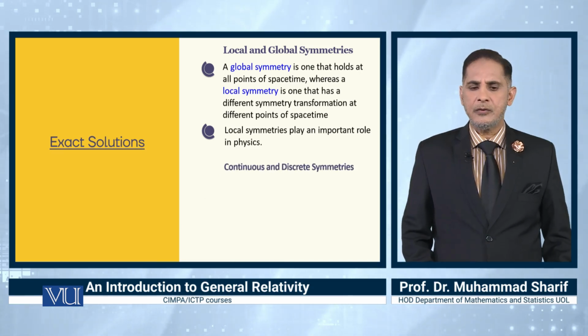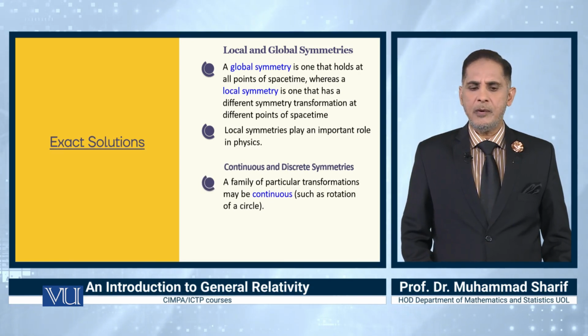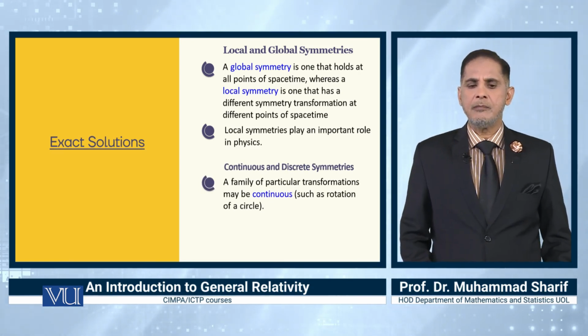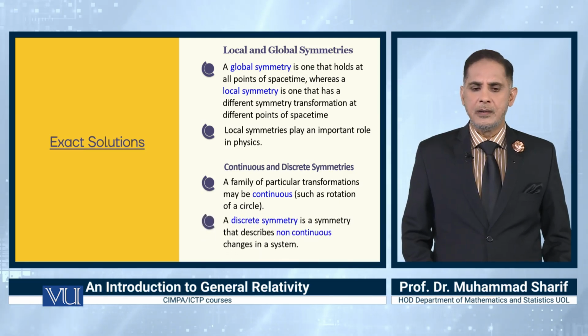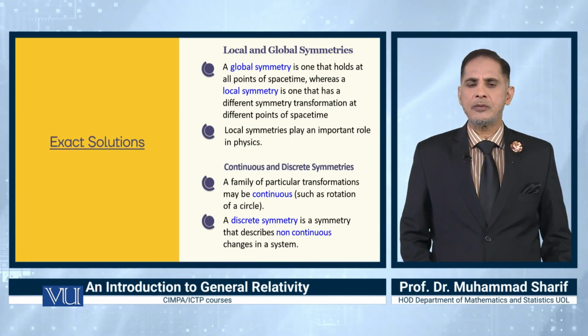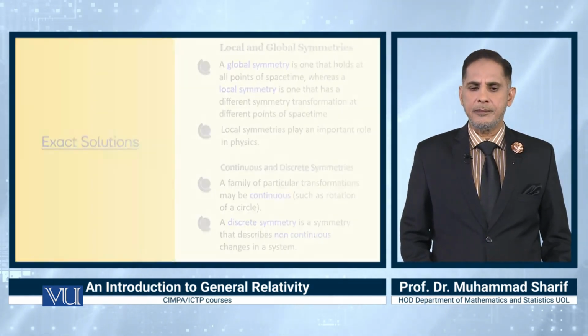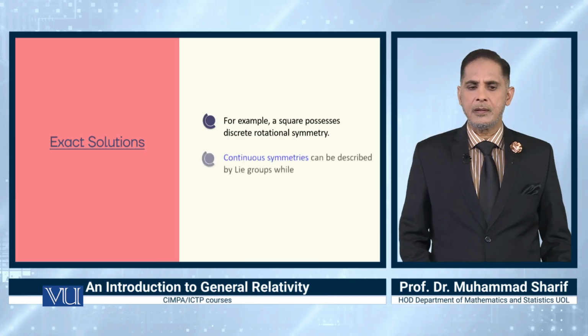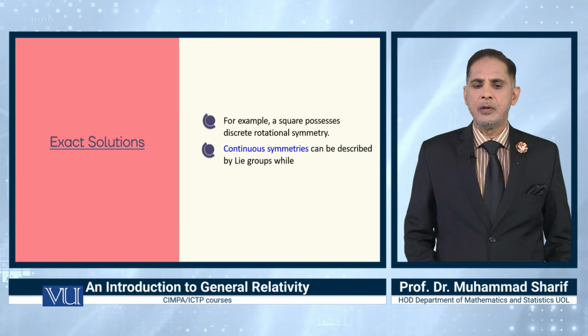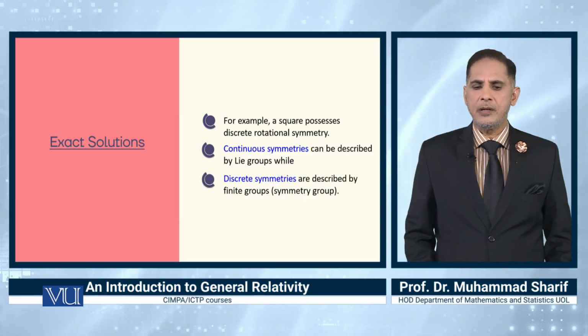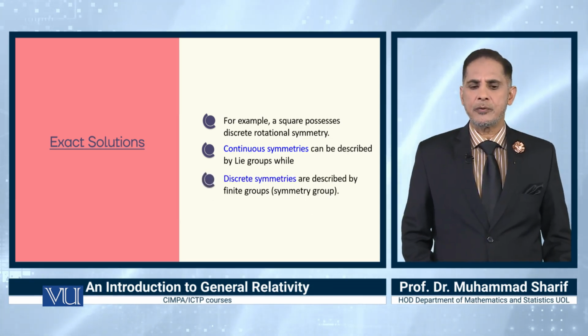And then continuous and discrete symmetries. A family of particular transformations may be continuous, like rotation of a circle. A discrete symmetry is a symmetry that describes non-continuous changes in a system. For example, a square has a discrete rotational symmetry. Continuous symmetries can be described by Lie groups, while discrete symmetries are described by finite groups.